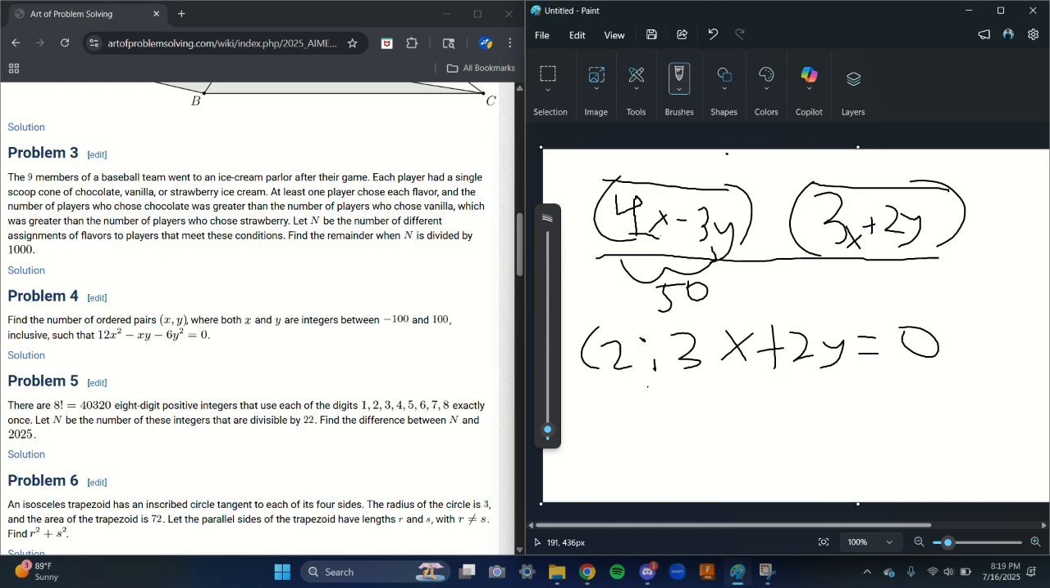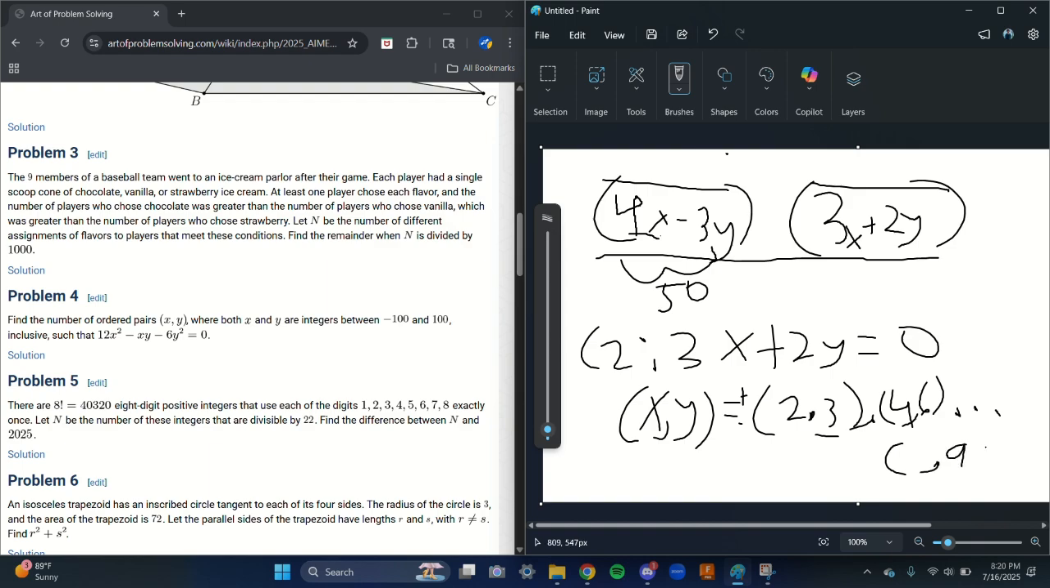3x plus 2y equals 0. So again, let's start plugging in some values for x and y. So again, this is positive or negative, because they can both be positive or negative. So 2, 3, or we can have 4, 6. This is going to go on and on. Which one is going to reach 100 first? Well, that's again going to be y. Y is actually going to reach 99, not 100, because 99 is the closest multiple of 3 to 100.